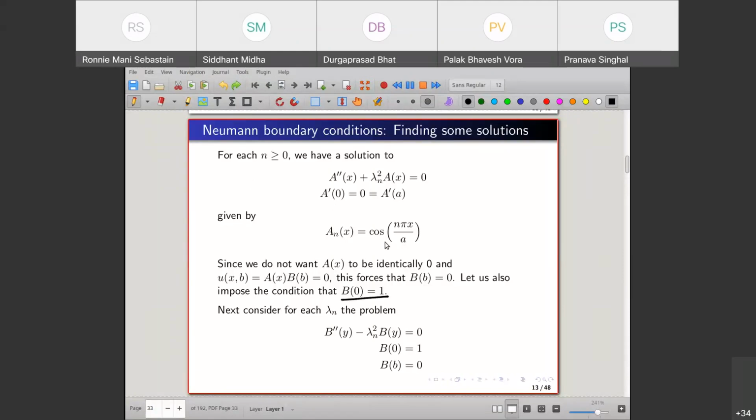So I think the solution is going to be unique, the solution is unique. But I'm not sure about that.